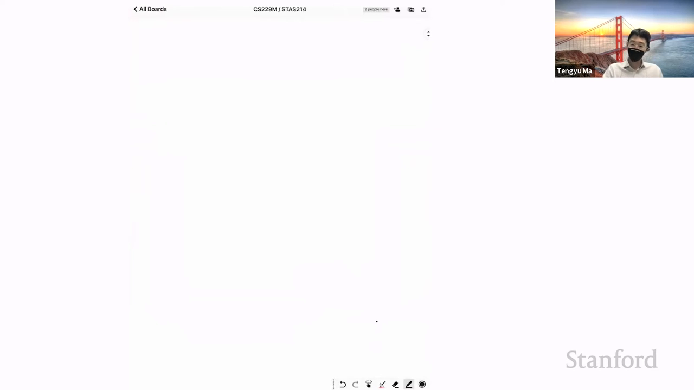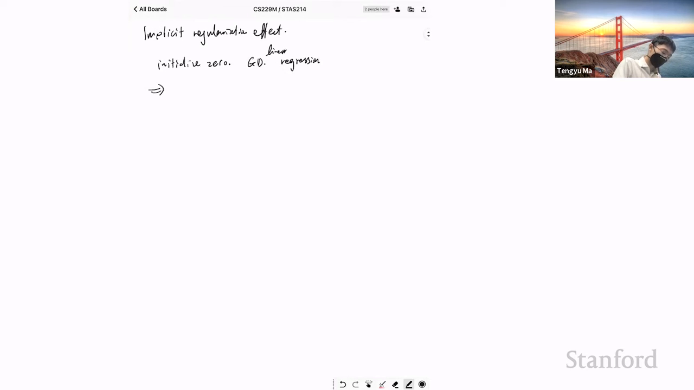Okay, cool. So last time we started to talk about the so-called implicit regularization effect of the optimizers. Last time we discussed the very basic one, which is that if you use initialization 0, and then you use gradient descent, and you have a regression problem, a linear regression problem, then what you get is a minimum norm solution. This is last time.